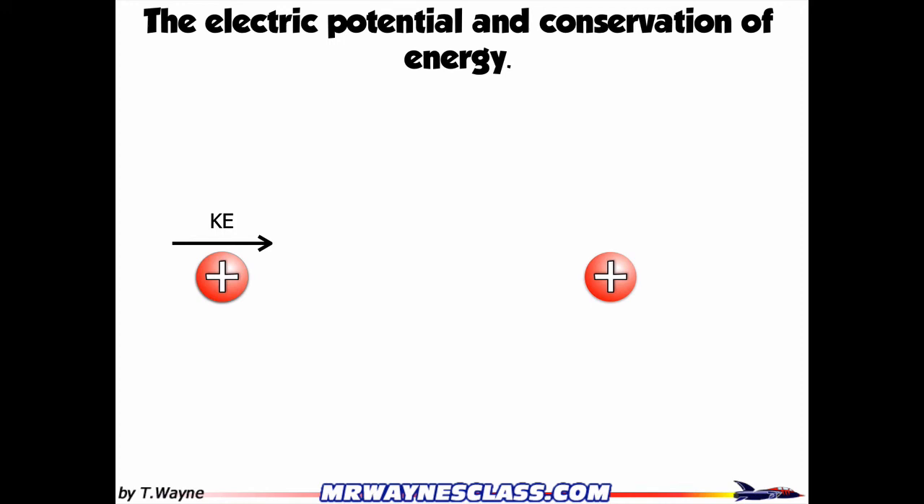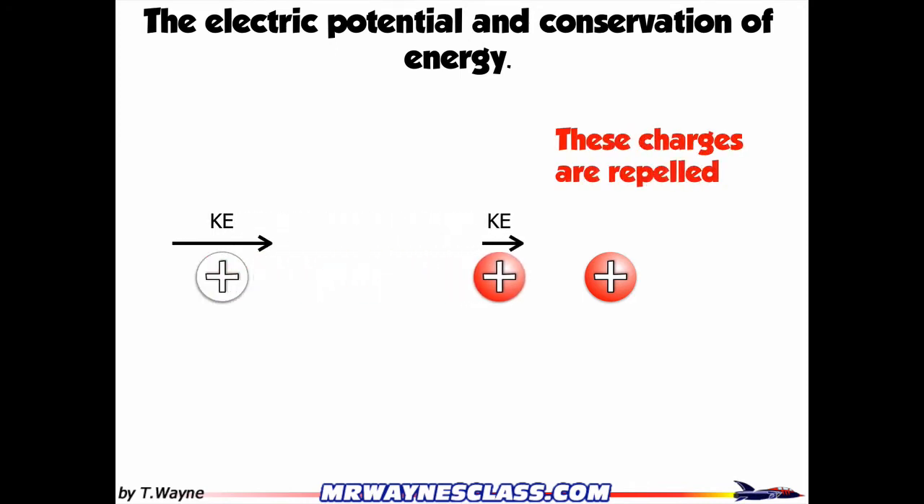Alright, this is part 2 of our electric potentials. So I have a charge on the right, it's going to be anchored, and I have a charge on the left moving towards it with a certain amount of initial kinetic energy. As it moves towards the charge on the right, it's going to be repelled because they're the same sign. And so I'm going to lose kinetic energy as it moves towards it.